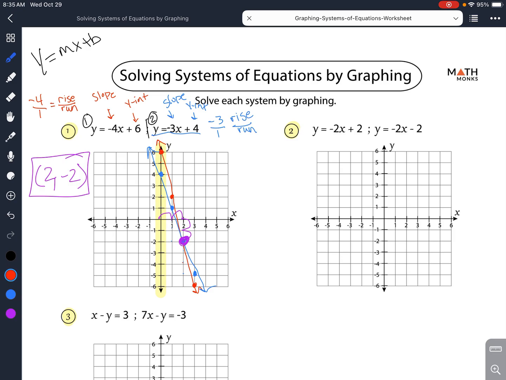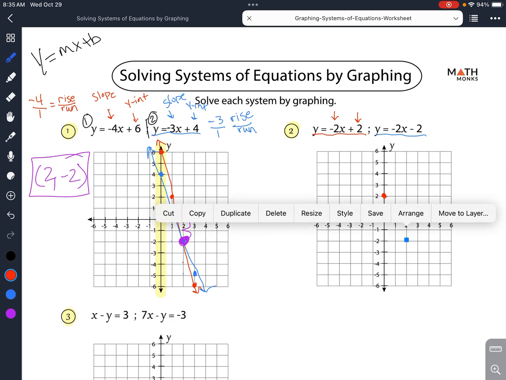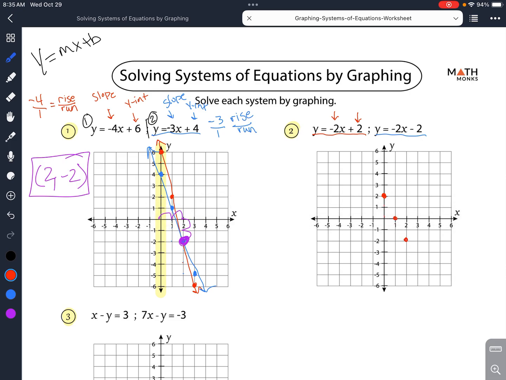For the second system, again, I'm looking here. We have y equals -2x plus 2, and we have y equals -2x minus 2, okay? So here, if I'm graphing my first equation, I'm looking at my y-intercept first, which is at +2, okay? And then I'm looking at my slope, which is -2, so I'm going down 2 to the right 1, down 2 to the right 1, down 2 to the right 1, down 2 to the right 1.